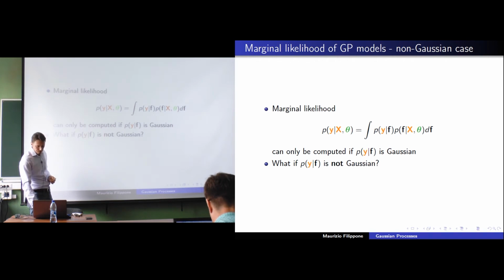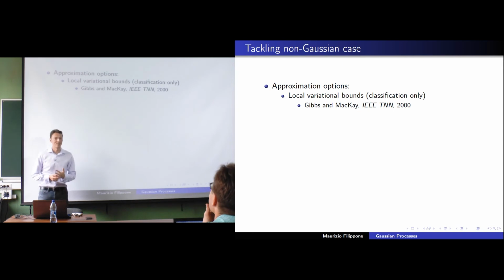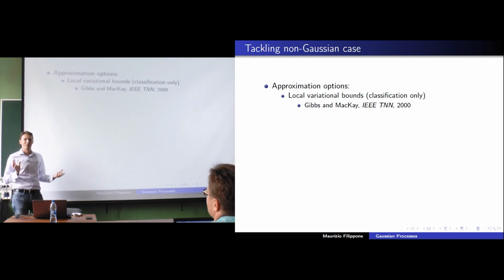So what do we do? Well, let's approximate it with a Gaussian, right? This is the big thing that people have done in machine learning for many years.